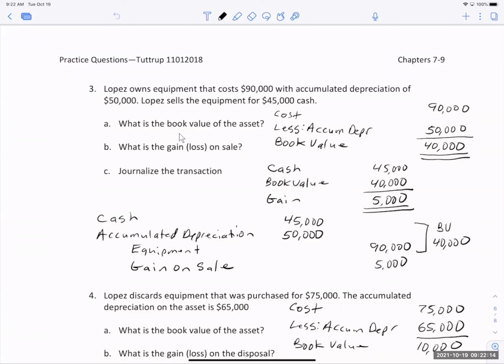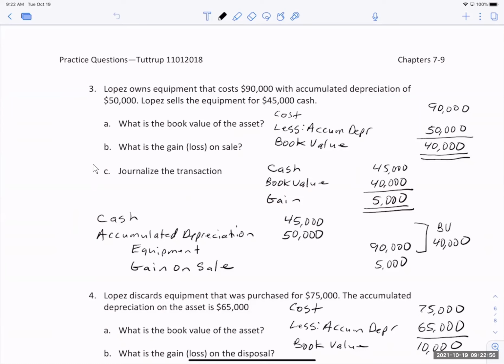$40,000. Now, we are going to sell that equipment for $45,000 cash. So what is the gain or loss on sale? Well, if we're getting cash of $45,000, but our book value is only $40,000, we made a gain. Does that make sense? You're receiving cash of $45,000. The book value is only $40,000. So now you've got a gain on the sale of your equipment.